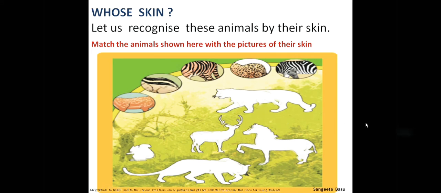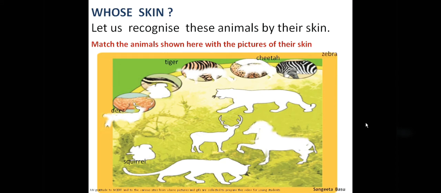So let's do it. Yes, this is the squirrel. Yes, that's the skin of the squirrel, the pattern which is found on the squirrel's back. The deer has got a lovely spotted skin, and that is the tiger, the national animal of our country. Cheetah, again a spotted pattern on the skin is found, and this is the skin of the animal zebra.